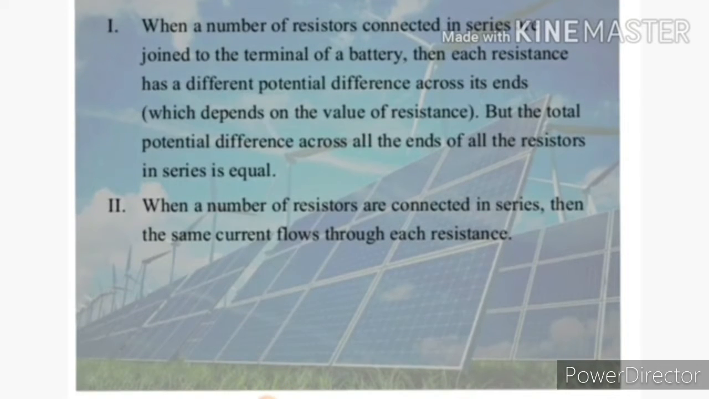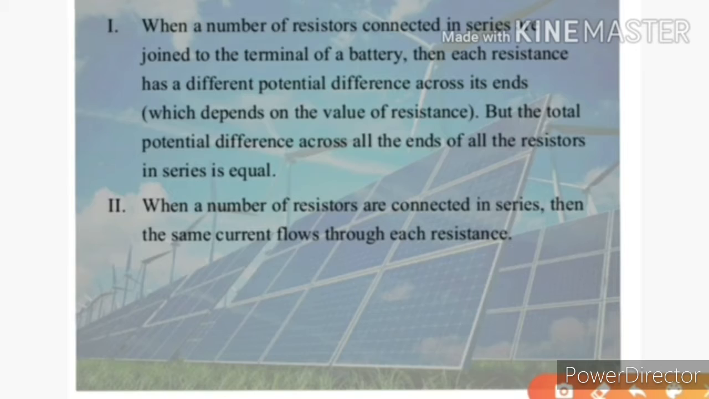When a number of resistors connected in series are joined to the terminals of a battery, each resistance has a different potential difference across its ends, which depends on the value of the resistance. But the total potential difference across all the resistors in series is equal to the potential difference of the battery, which we will see later in the derivation.